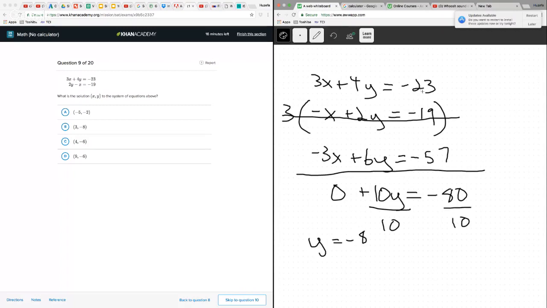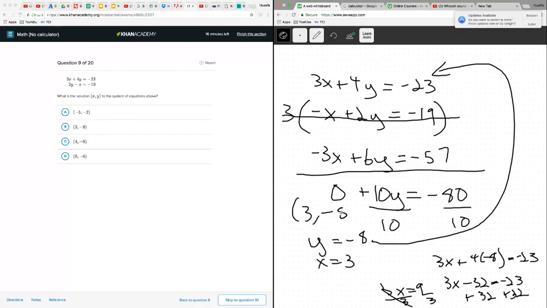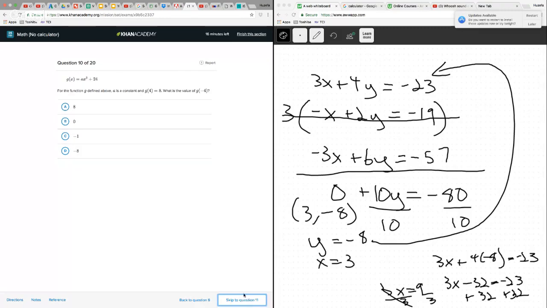We want the solution for both. Then I take the negative 8, plug it back up into either one. So I'll plug it into this one. So it's 3x plus 4 times negative 8 equals negative 23. 3x minus 32 equals negative 23. Plus 32, plus 32. 3x equals 9. Divide by 3, divide by 3. x equals 3. So the coordinate pair is 3, negative 8. And right there. Next question.